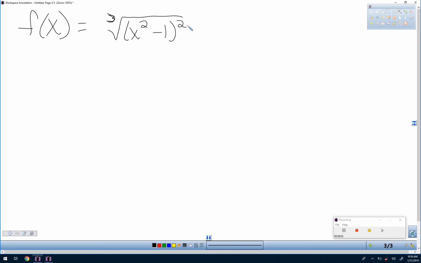All right, and so let me do that a little bit better so you can see it. This is the cube root. Let me draw the 3. Okay, that's better. Now, so there's my function.